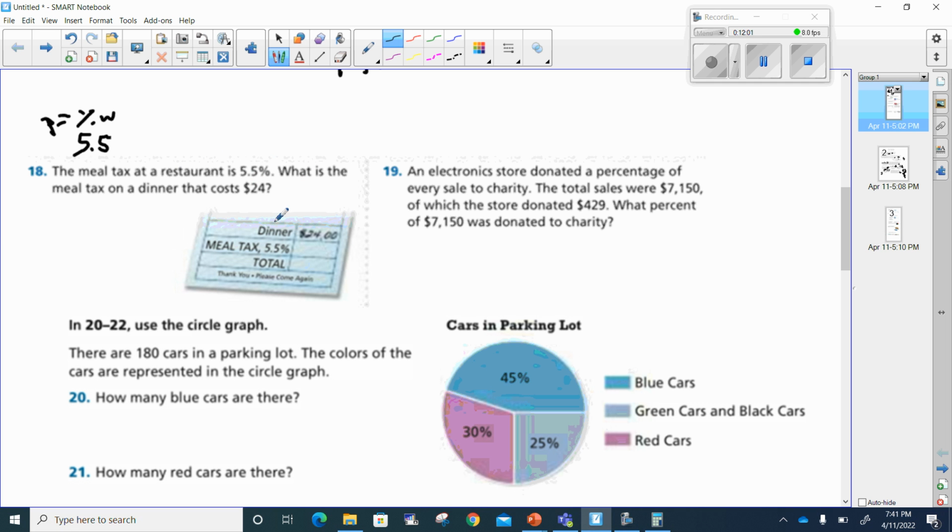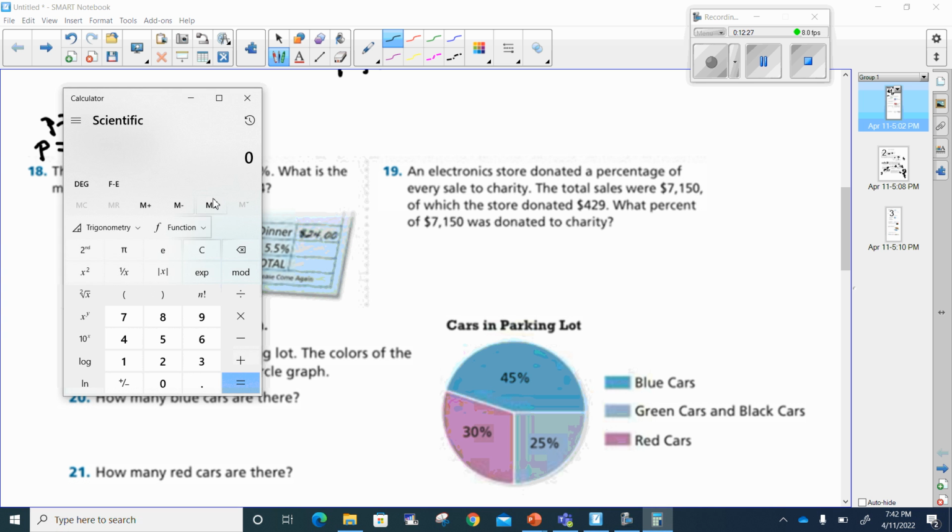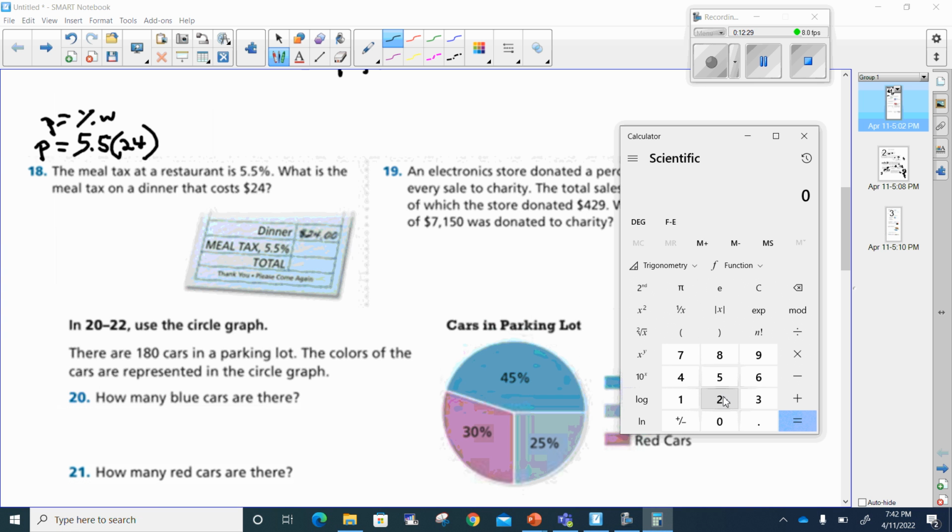And it says the total dinner was 24. So that's the whole. So that's got to equal the part. So when we do this, we're going to get the answer by multiplying 24 times 5.5. 24 times 5.5 is 132.